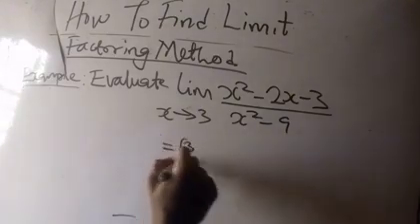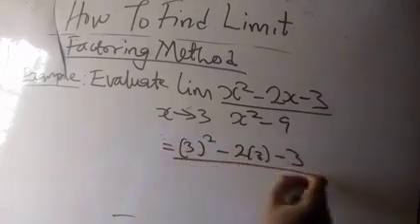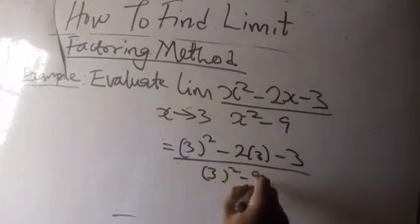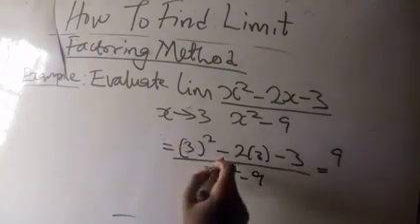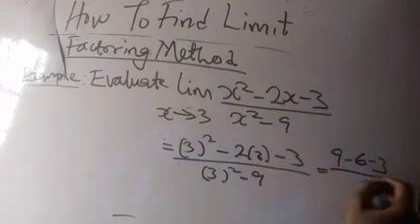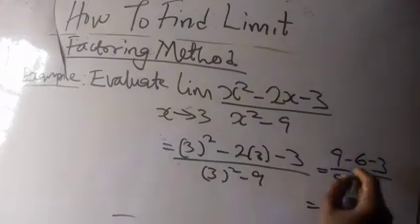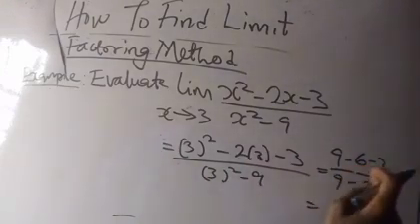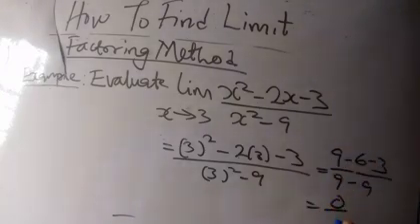We get 3 squared minus 2 times 3 minus 3 all over 3 squared minus 9. 3 squared is 9 minus 2 multiplied by 3, 6, minus 3. And 3 squared is 9 minus 9. So minus 6 minus 3 is minus 9, and 9 minus 9 is 0. So we have minus 9 over 0, and this shows that the limit does not exist.